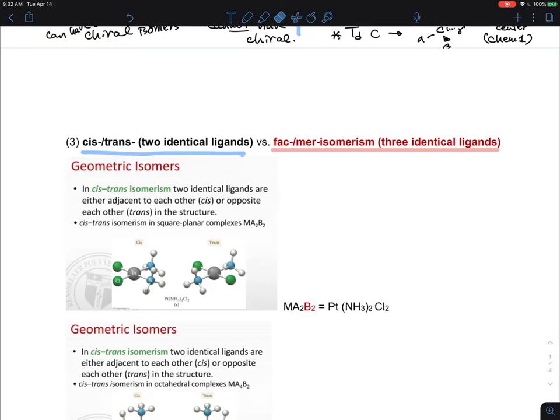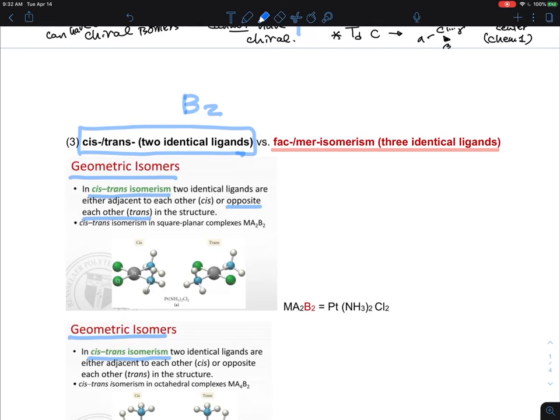So geometric isomers is essentially what we call cis-trans isomerism. Okay, so cis is on the same side, and they are next to each other. Okay, the trans is on the opposite side. And then they give us an example about this case where cis and trans is regarding essentially 2 ligands, okay?